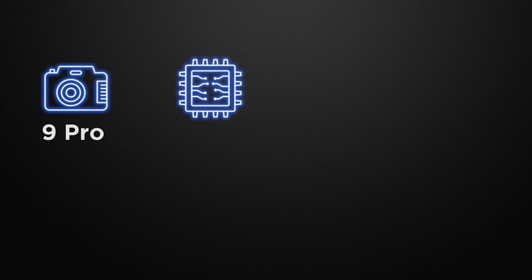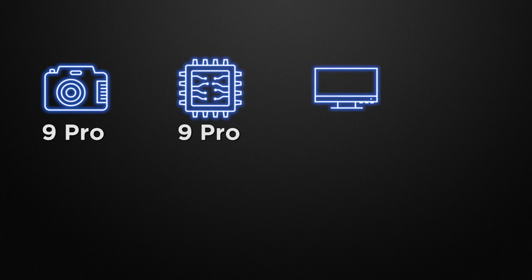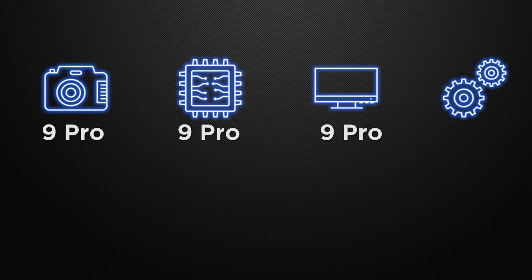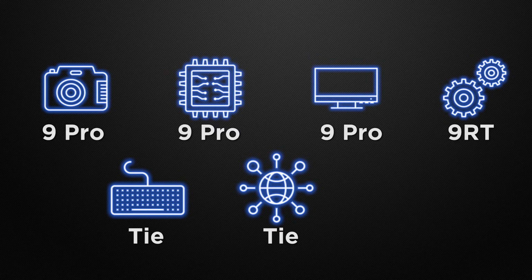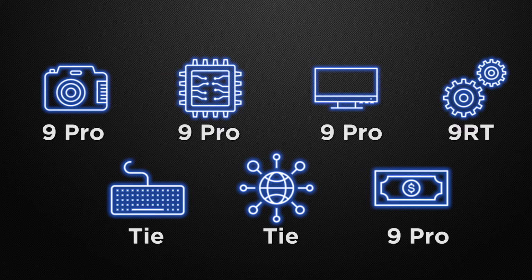In the performance, the winner here is 9 Pro. In the display, the winner here is 9 Pro. In the body segment, the winner here is 9RT. In the features of the device, it's a tie. In the communication chips, it's a tie. And about the prices, the winner here is 9 Pro.